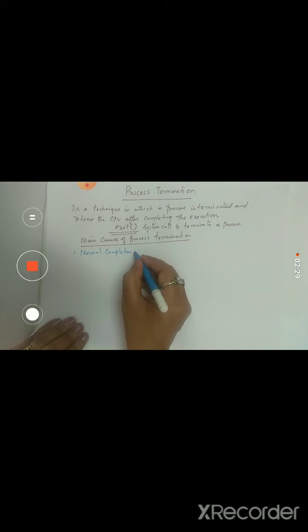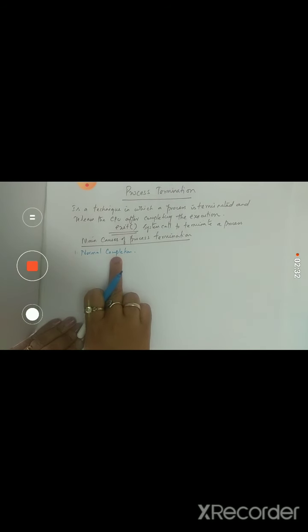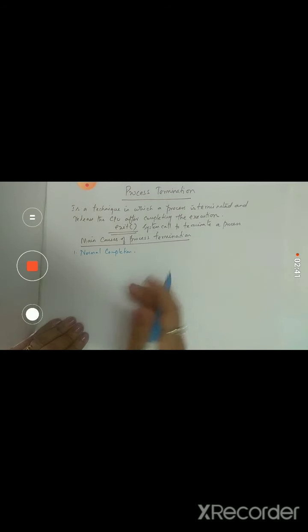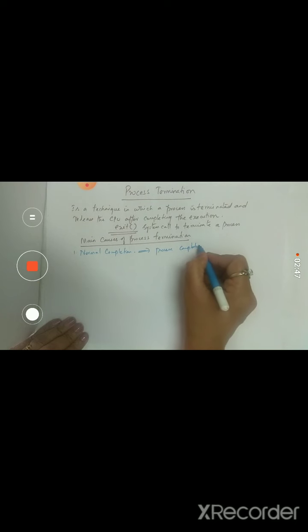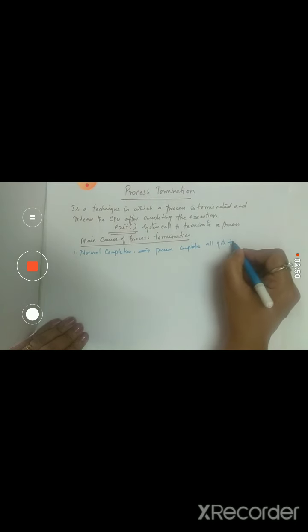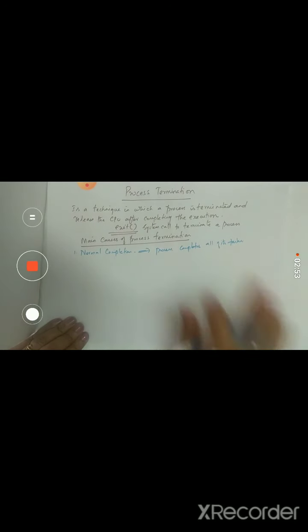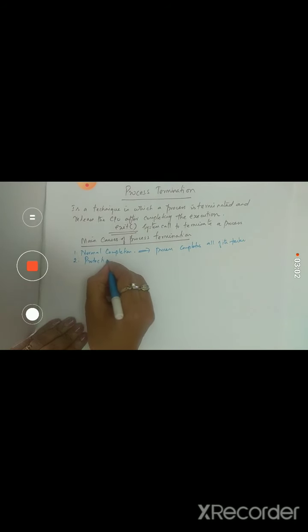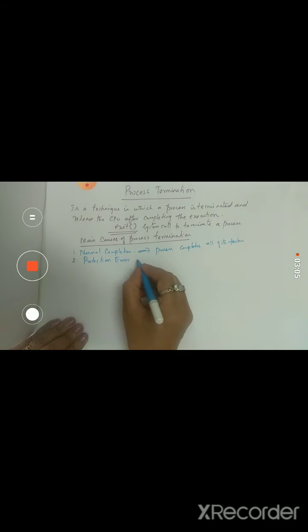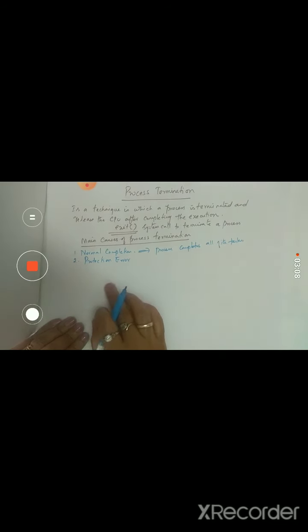So what does it mean? It means a process completes all its tasks and releases the CPU. Once the process completes all of its tasks, automatically it releases the CPU. This is one cause. The next cause we can say is protection error. For this reason, the process will get terminated.